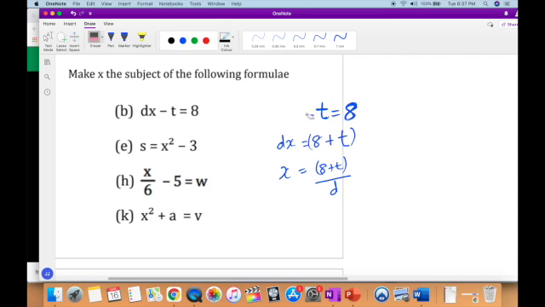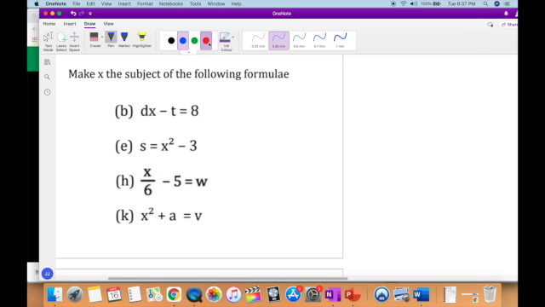Yes, sir. Alright. I have a slightly harder one here to make x the subject of the formula. S is equal to x squared minus 3. And I want to make x the subject of the formula. So how am I going to make x the subject of the formula now? I rewrote it first. Very good. You write it out: x squared minus 3 is equal to s. Is that what you did?